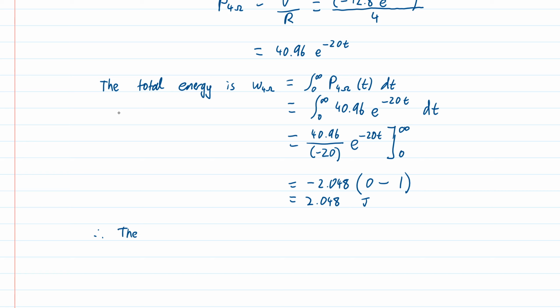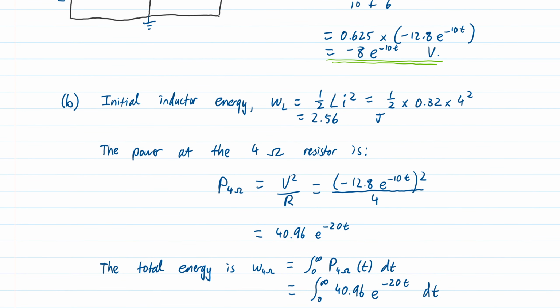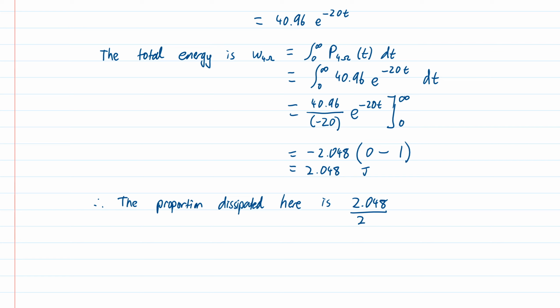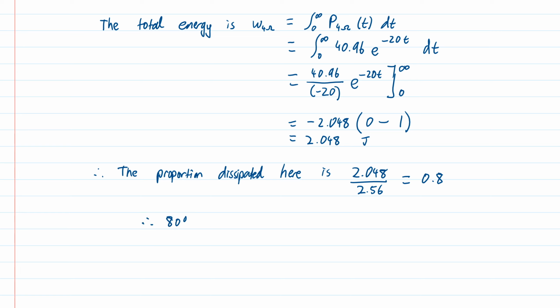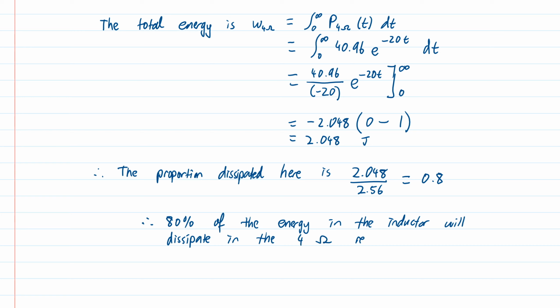So the proportion dissipated here is 2.048 divided by the total energy that we had in the inductor, which was 2.56 joules. That number is 0.8. So what that means is that 80% of the energy in the inductor will dissipate in the 4 ohm resistor. And that's the final thing that we needed to calculate for this question.